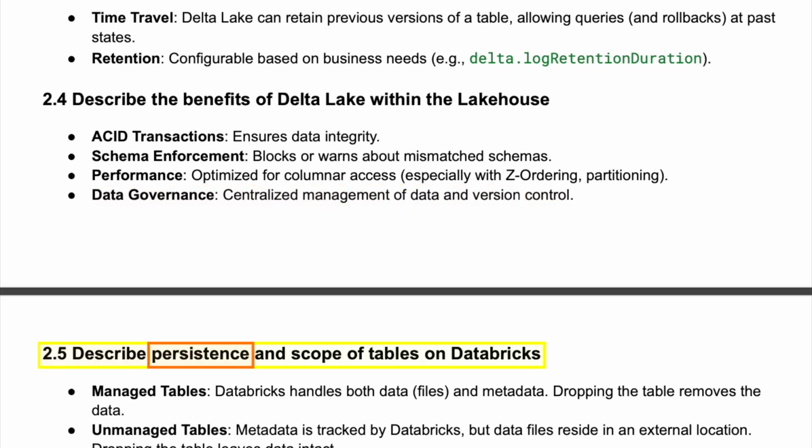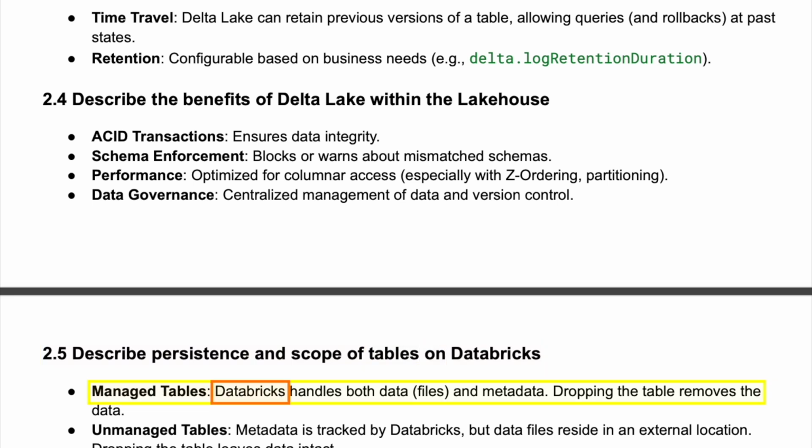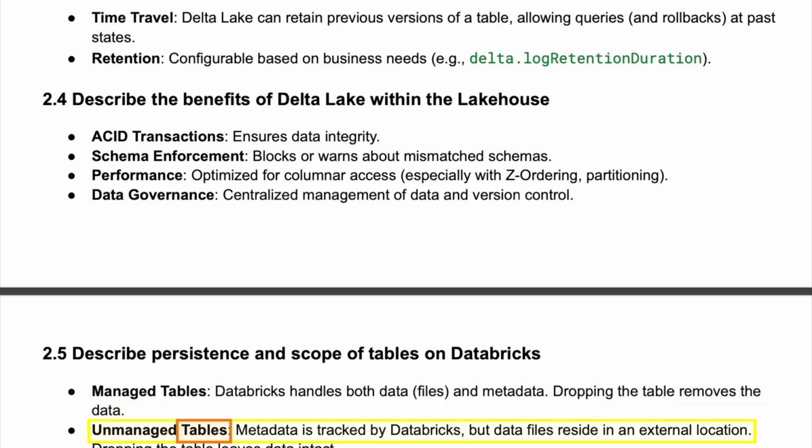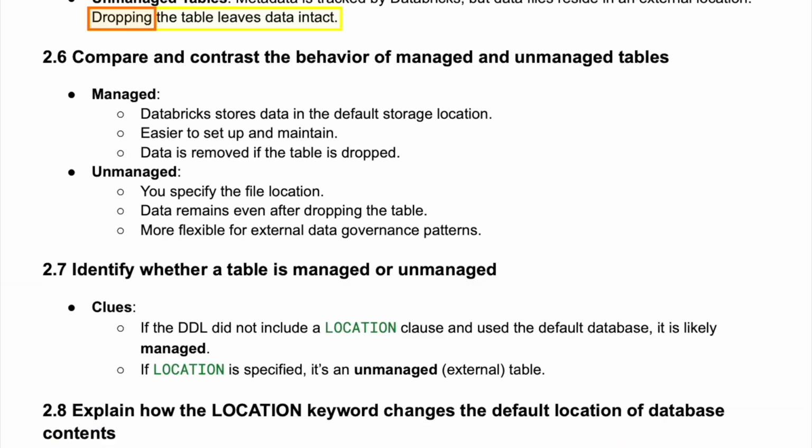2.5 Describe persistence and scope of tables on Databricks. Managed tables: Databricks handles both data files and metadata. Dropping the table removes the data. Unmanaged tables: metadata is tracked by Databricks, but data files reside in an external location. Dropping the table leaves data intact.